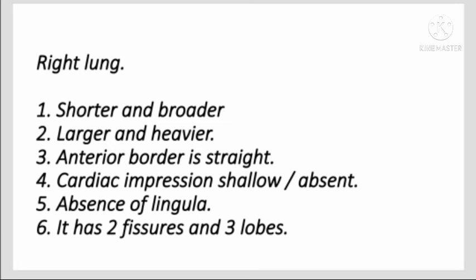The right lung is shorter and broader. It is larger and heavier. The anterior border is straight. The cardiac impression is shallow or absent. There is absence of the lingula. It has two fissures and three lobes.